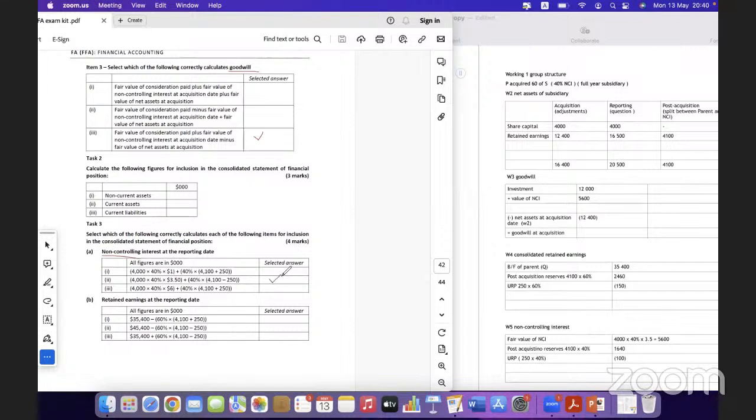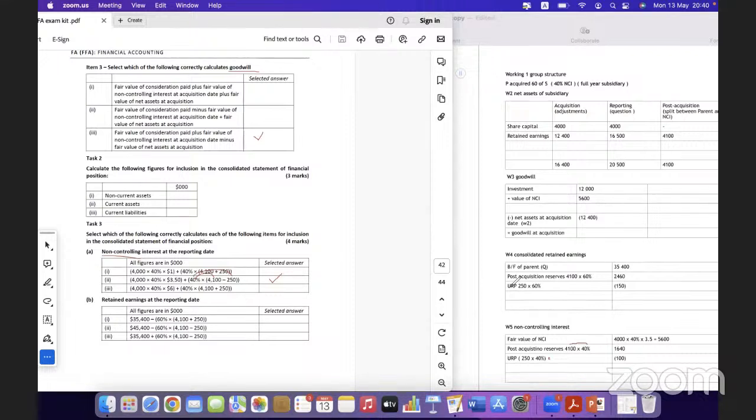Okay. So the answer is going to be like this. See, 4,000 into 40% into 3.5, which is this, plus 40% of 4,100, that part only, guys, this, minus 40% of 250, which is this. Okay. So that's how we get the answer. So it's very tricky the way that they have given the numbers.